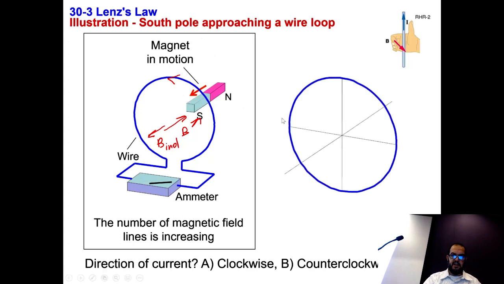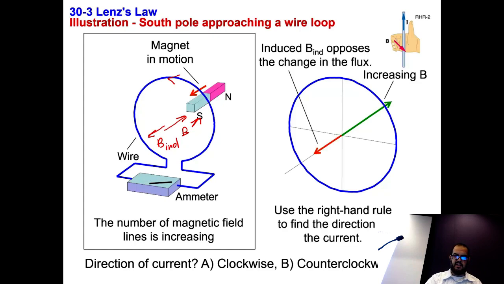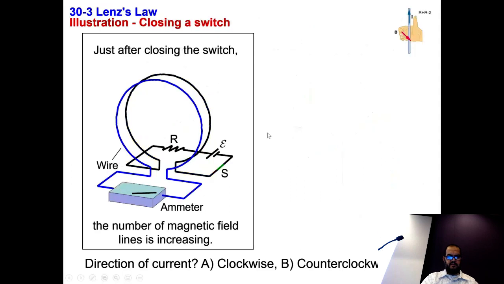So let's see. Yeah. So this is the increasing flux, the magnetic field. This is the induced. It has to oppose the change in the magnetic flux, and so the current is counterclockwise. All right. Good. All right. So how about this?